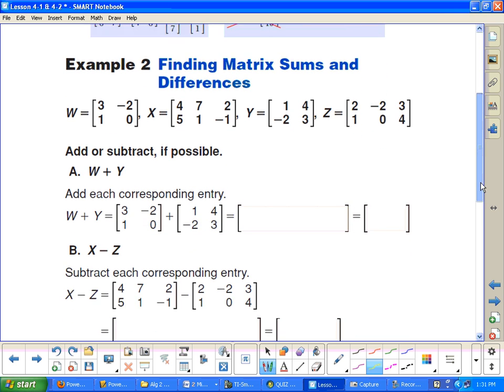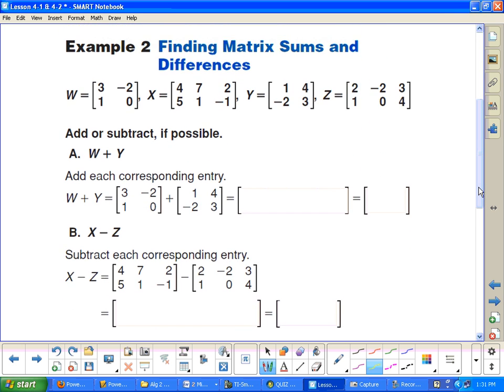Okay? You're just adding corresponding entries together. All right? So here we have these 4 different matrices. And we're going to do some adding and subtracting if possible, because sometimes we can't. So let me ask you this. Zach, what are 2 matrices that we cannot add together? W and X, okay? All right, we cannot add them together. So the first thing we should do is write down what their size is.